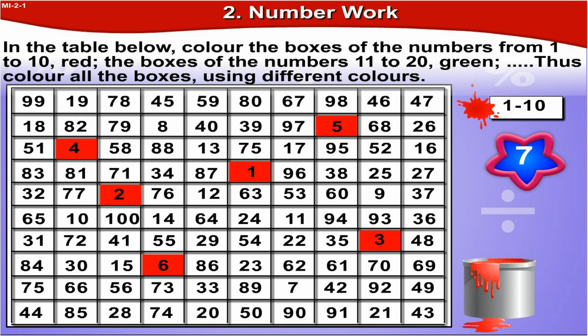Now let's look for number 7. Here is number 7. Color the box red. Let us find out number 8 and color the box containing number 8 in red color. Here is number 8. Now number 9. Here is number 9 and let us color the box red. Can you find number 10? Yes, you're right. That's number 10. Let's color it in red color.